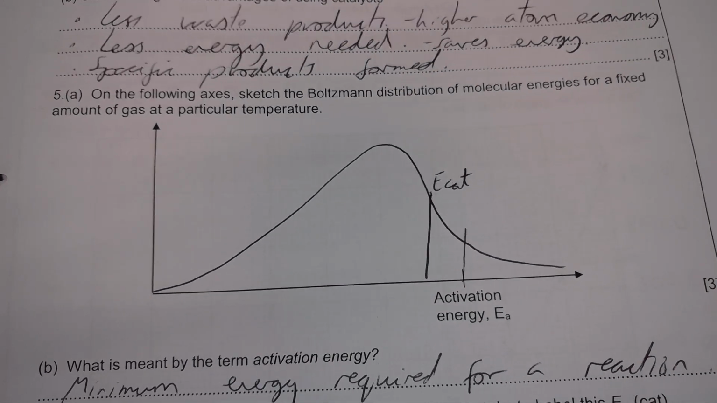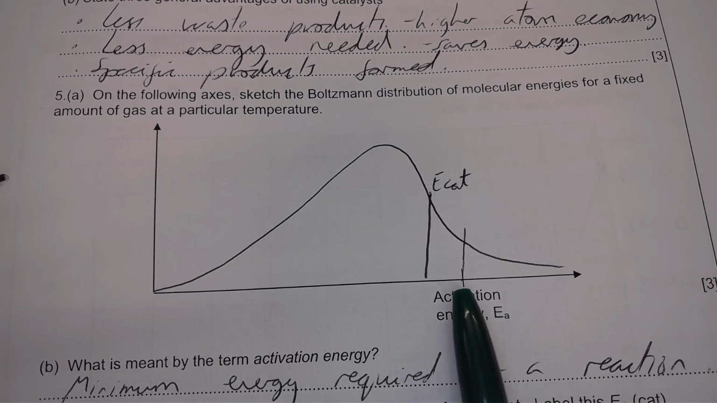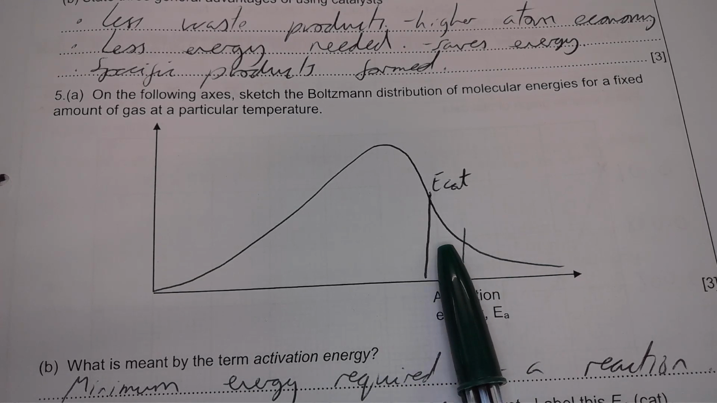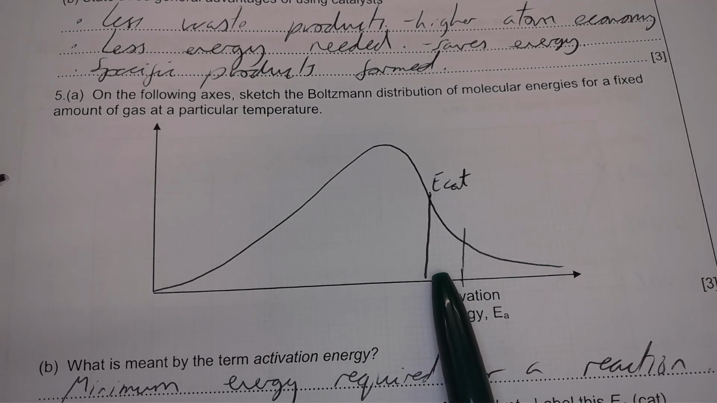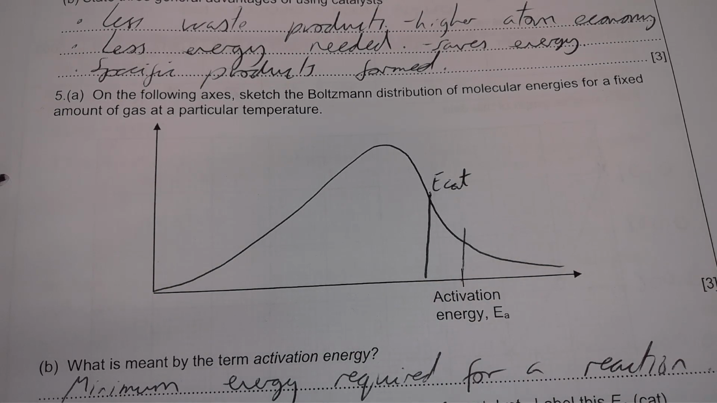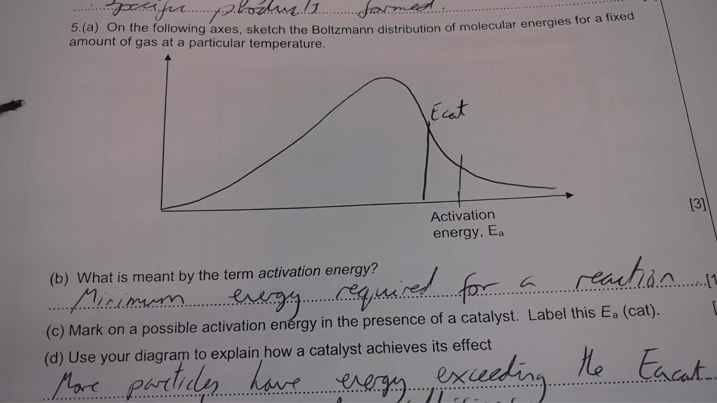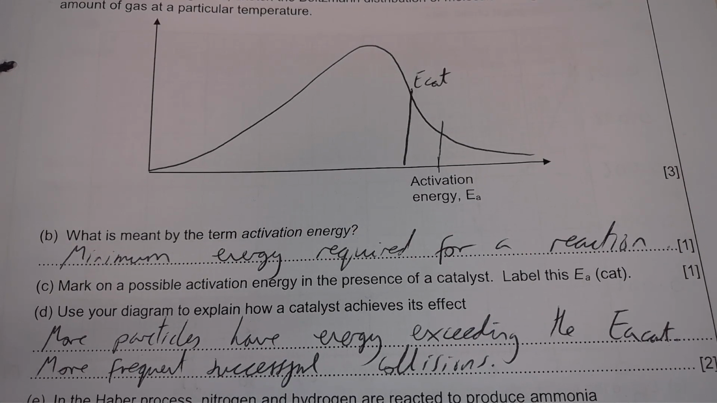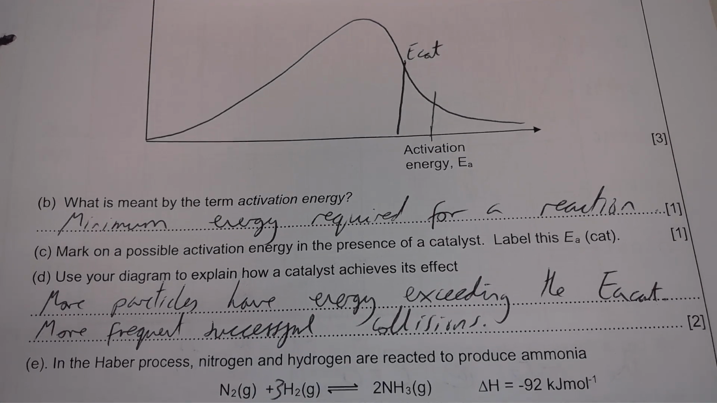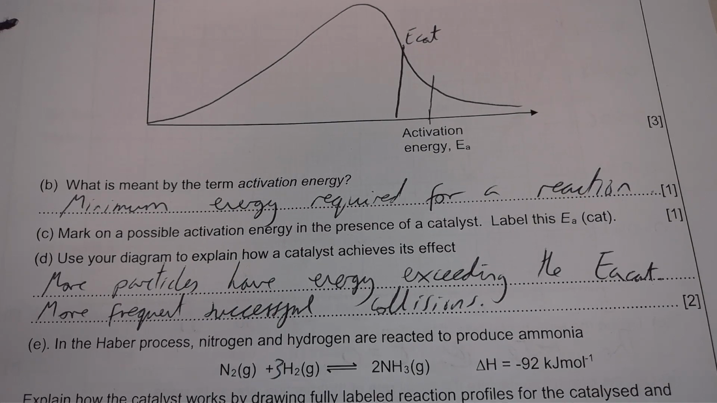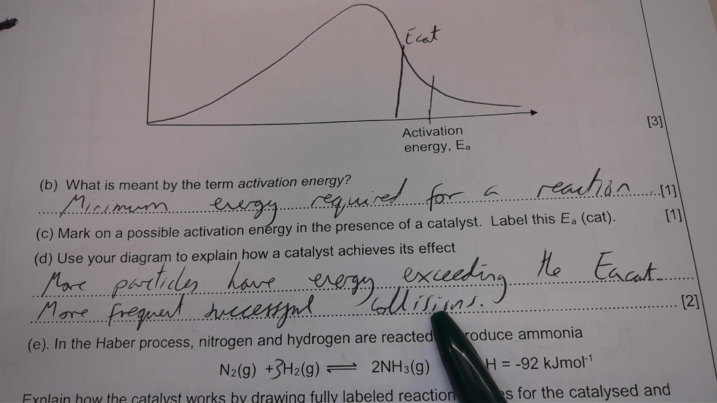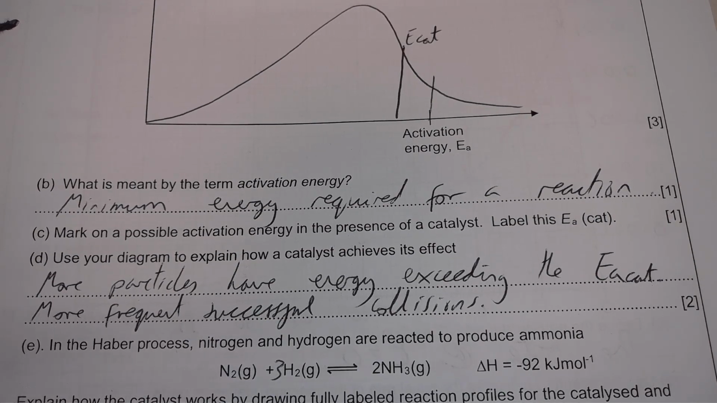Okay, if that was the activation energy, that would be the activation energy with a catalyst. So that means we've gained all these particles here as well, which can now also react. So what is meant by the term activation energy? The minimum energy required for a reaction. More particles have energy exceeding the activation energy with a catalyst, so more frequent successful collisions. Again, going back to frequency.